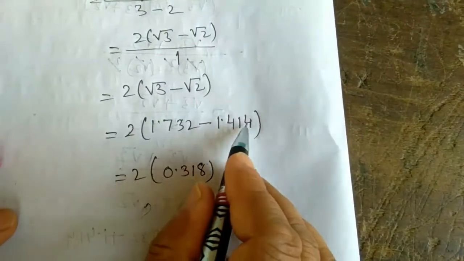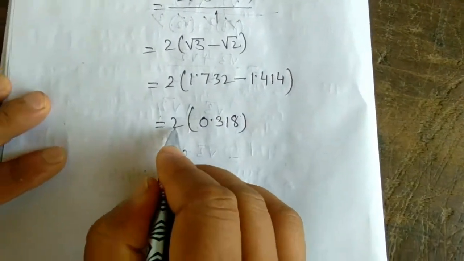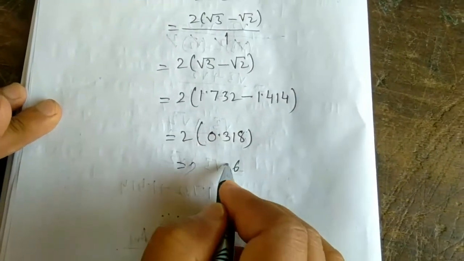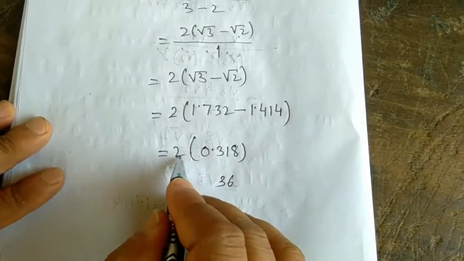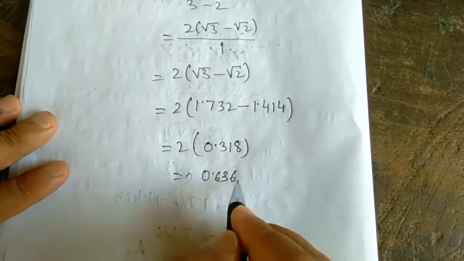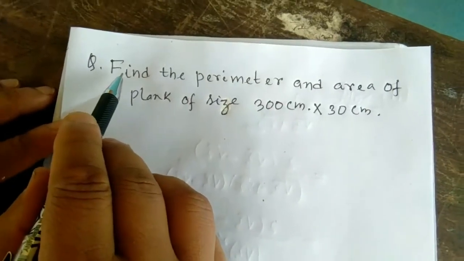After the point, 1 2 3 1 2 3. You may write this 0 or you may not write. Then 2 times 8 is 16, 6 in hand 1. 2 times 1 is 2 plus 1 is 3. 2 times 3 is 6. 0.6 2 0 0. This is the answer. All right.